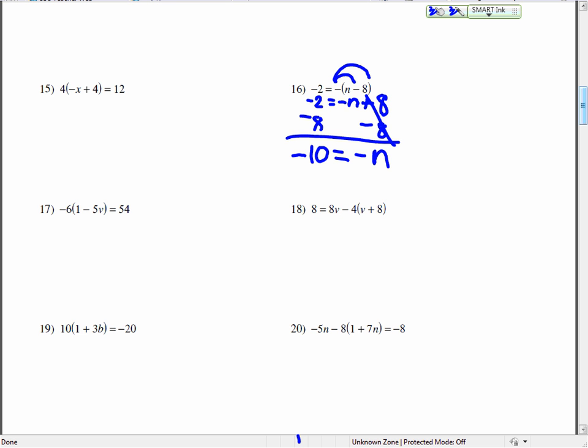Now, this is the one thing: you just jumped the gun. You did great, but exactly, you got to divide by negative 1. Remember, guys, we don't want to solve for negative n. We want to solve for positive n. So now those cancel. n equals positive 10. Great job, son. Good.